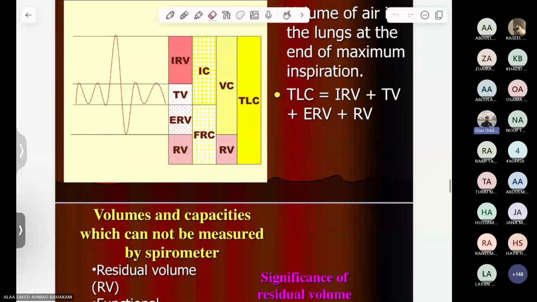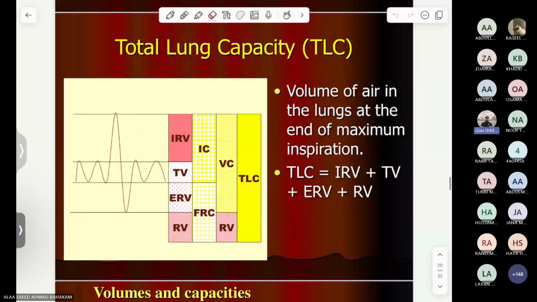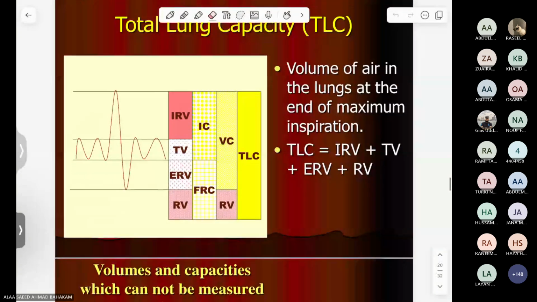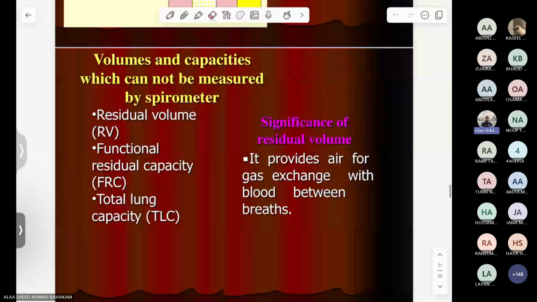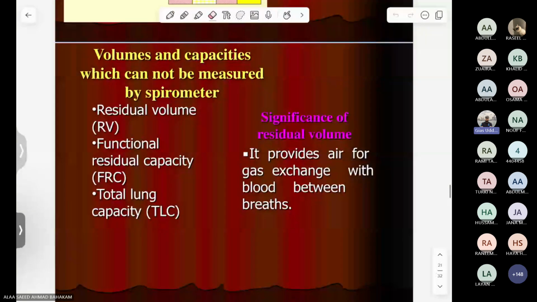Okay, so we have four volumes and four capacities. Is it okay for everybody? Yes, doctor. Okay, next: volumes and capacities which cannot be measured by this parameter. We cannot measure the residual volume, the functional residual capacity, or the total lung capacity. These three things we cannot measure with spirometry.